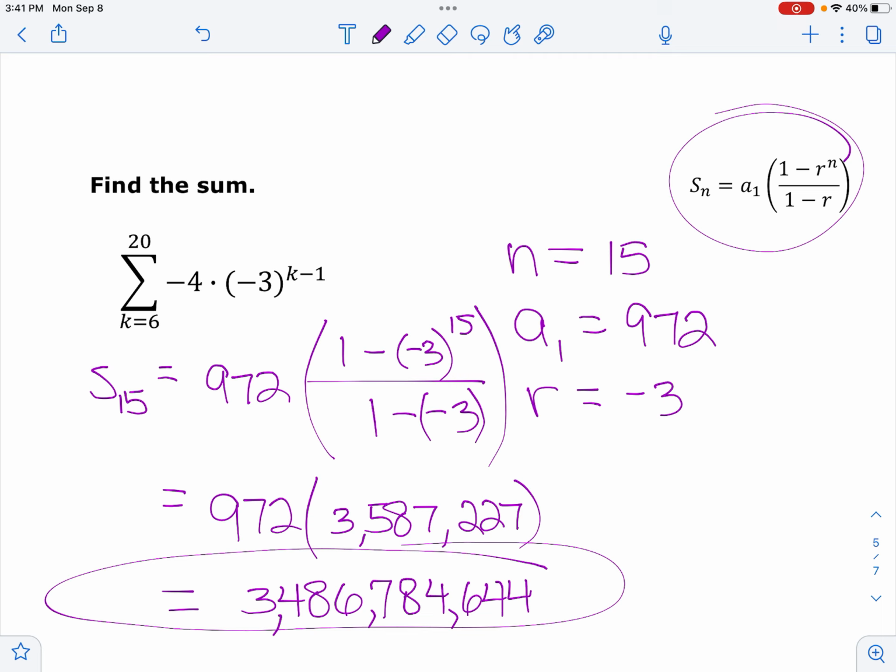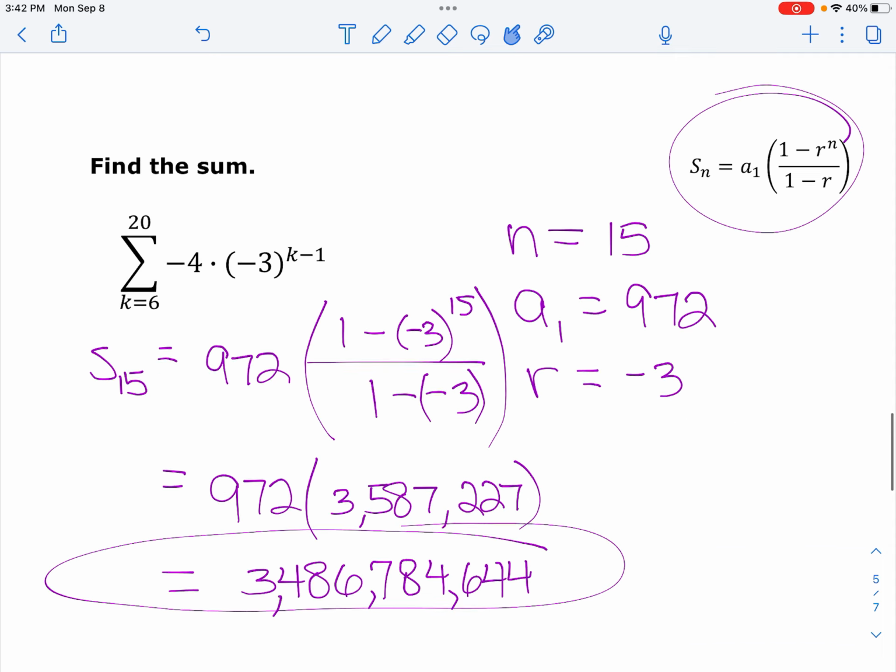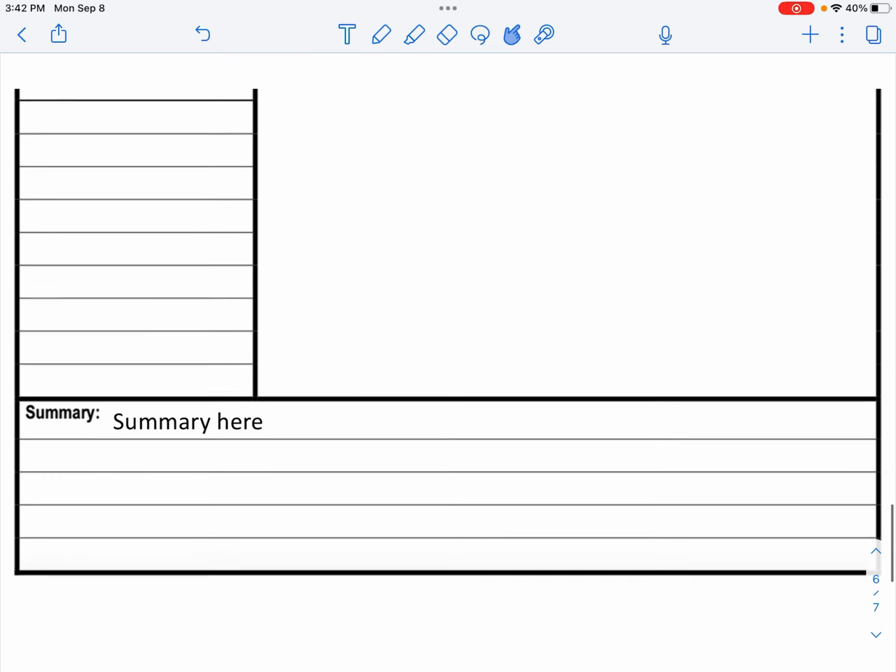That is the sum of the first 15 terms in that series. Okay, so it's a little bit trickier. Big numbers sometimes can be a little weird to deal with, but make sure that you just take your time and follow through with PEMDAS. You'll be okay.